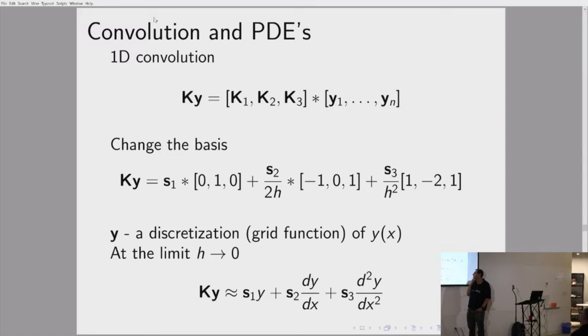Then I can go ahead and say, why K1, K2 and K3? I can say, let's change bases. So for example, it would be 0, 1, 0 with S1, and S2 over 2h with this particular one, and S3 with this particular one. Now, why do I change the basis? Because of course, as h goes to 0, this goes to basically the identity, this goes to the first derivative and the second derivative. So when I do a convolutional neural network, rather than trying to find K1, K2, and K3, I can think that all I'm trying to find is the coefficients of the derivatives.